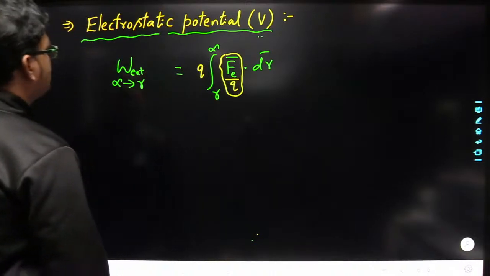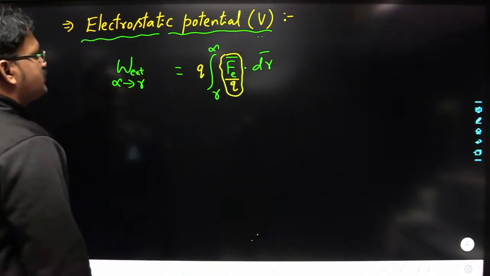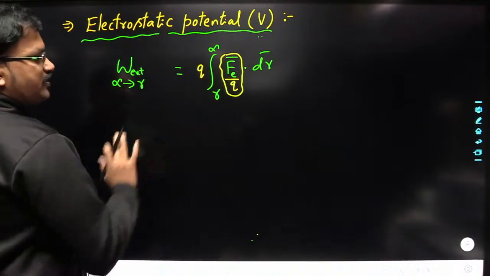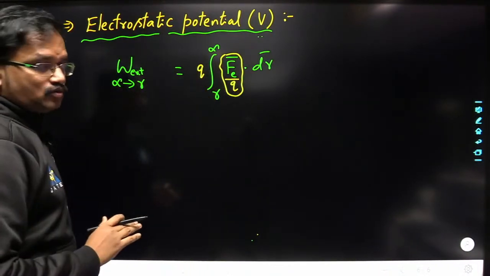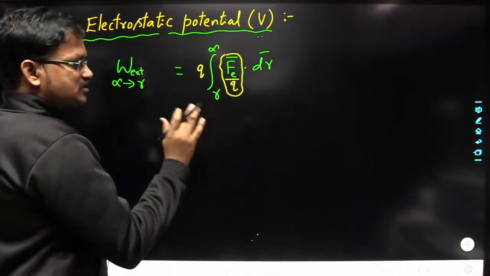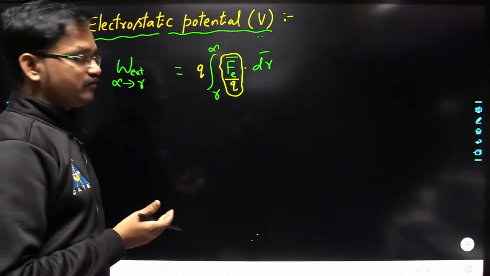So the work done by the external agent in moving the charge from infinity to R, I can write in this manner. Here I am dividing with Q and multiplying with Q. The force per unit charge, I can call it the electric field. Yes or no?